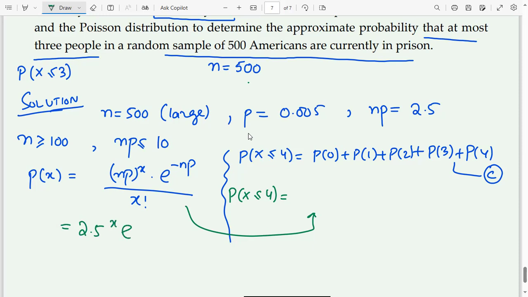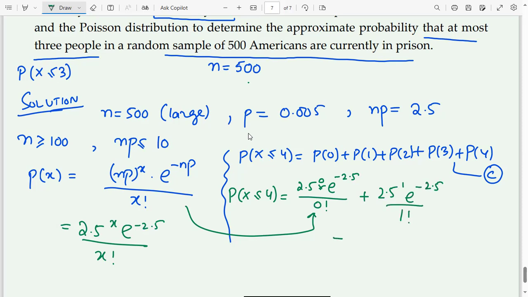एनपी इज 2.5, तो ये बन जाएगा ये फॉर्मूला. और उसके बाद 2.5 टू द पावर 0 इंटू ई टू द पावर नेगेटिव 2.5 ओवर 0 फैक्टोरियल प्लस 2.5 टू द पावर 1 ई टू द पावर नेगेटिव 2.5 ओवर 1 फैक्टोरियल. और इस तरह से बेसिकली 4 तक आपने सारे ऐड कर लेने हैं एंड देयर यू गेट योर वैल्यू.